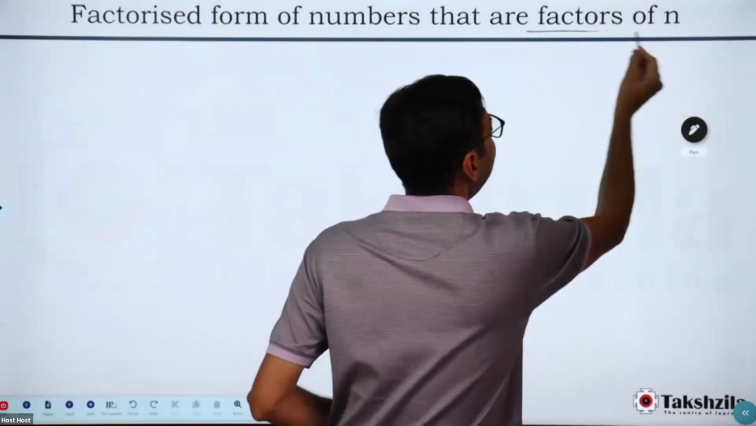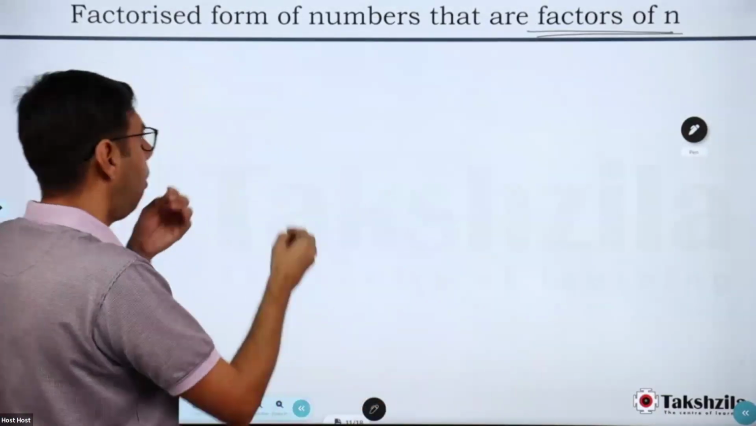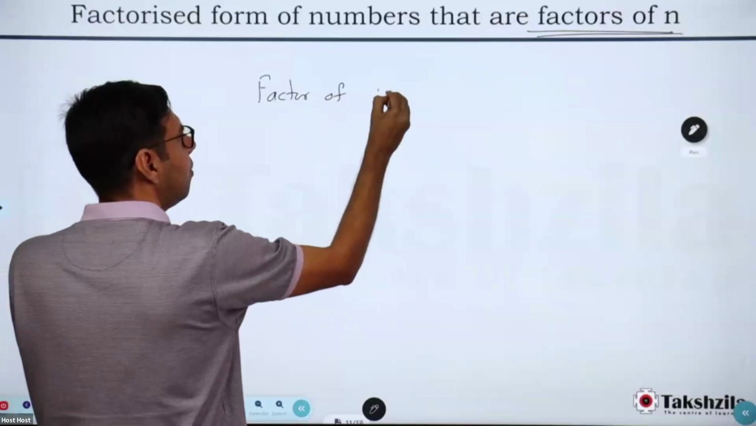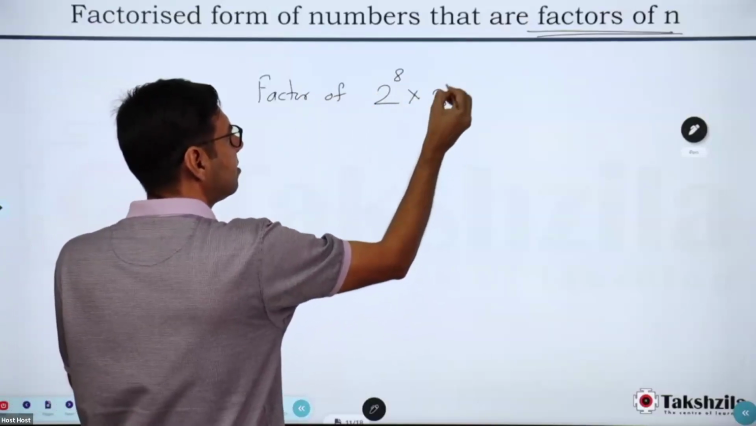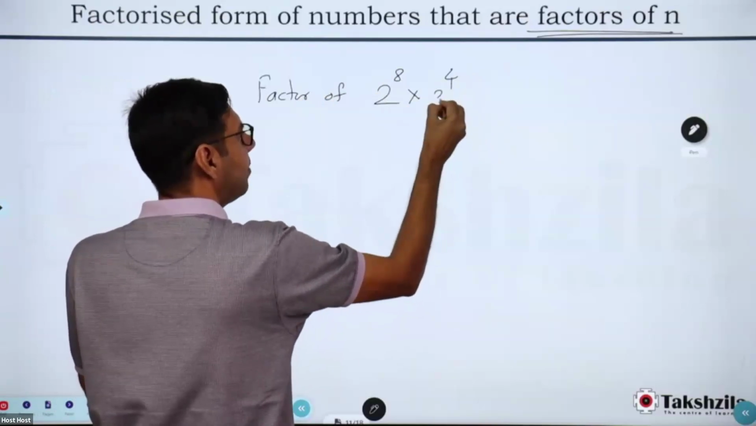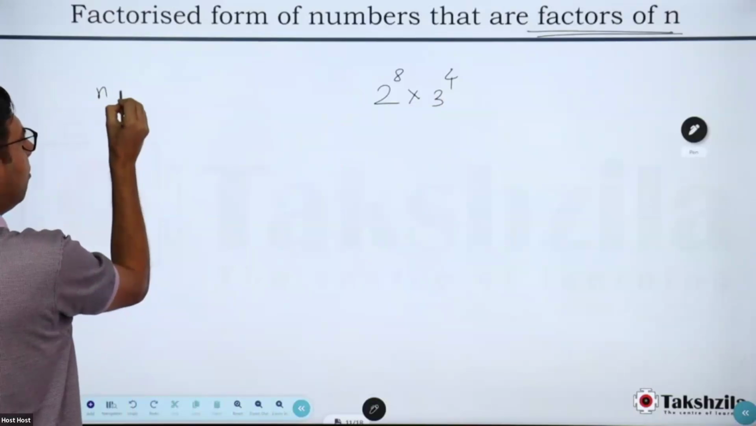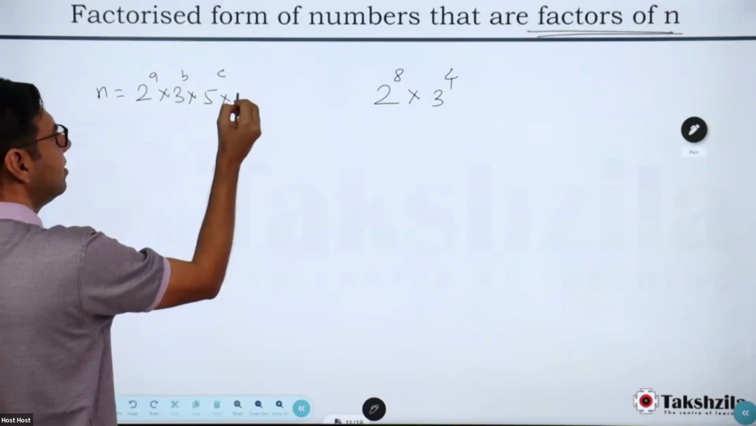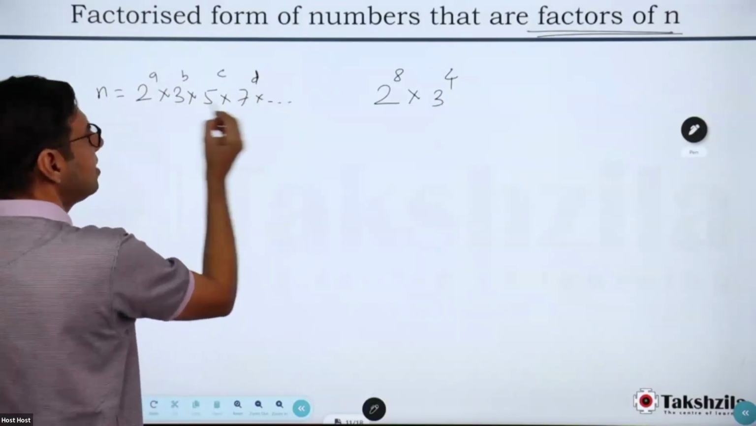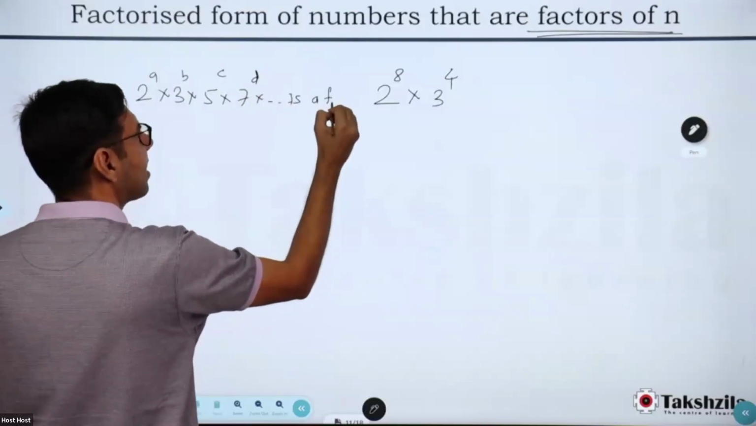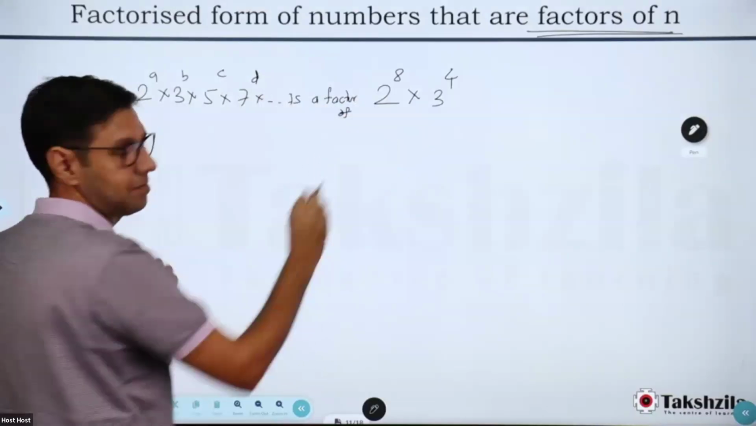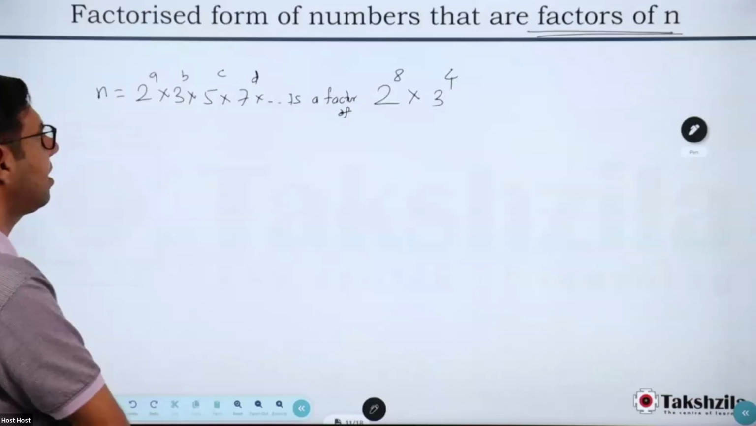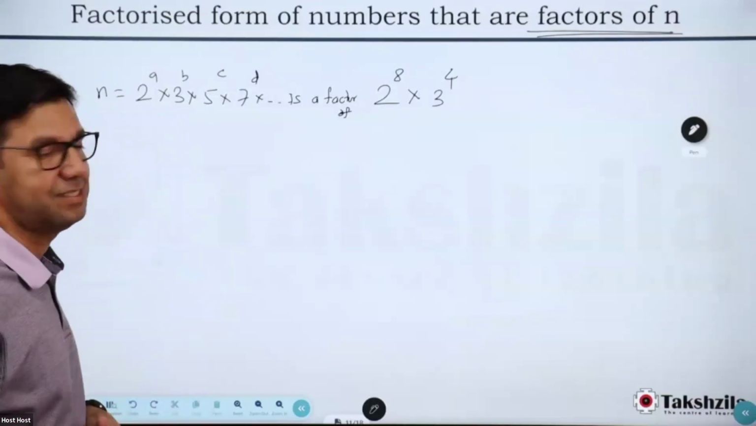Factorize for numbers that are factors. So what if I want a factor of 2 raised to 8 into 3 raised to 4? So I want a number n, which is 2 raised to A, 3 raised to B, 5 raised to C, 7 raised to D. This number is a factor of this. Go ahead. You should come to the theory on your own. It should happen on its own. You should not be thinking so much. It's a very easy thing.